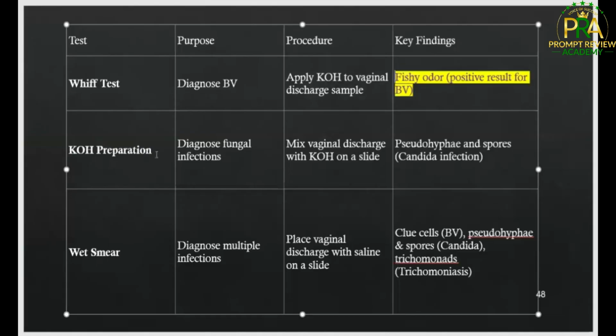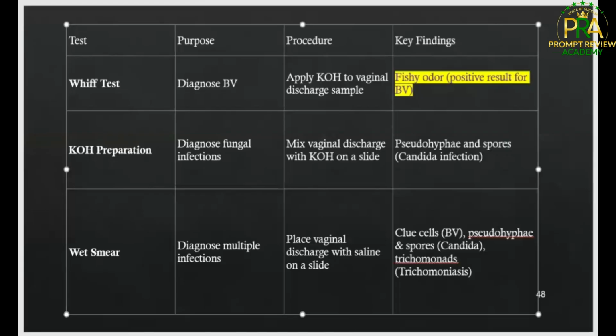They also have another one they call KOH preparation, which is about the same thing, the same KOH. So they use the KOH too for fungi. So you can use it to diagnose BV, and you can also use it to diagnose fungi. When they use it to diagnose fungi, they are going to see pseudohyphae and spores.